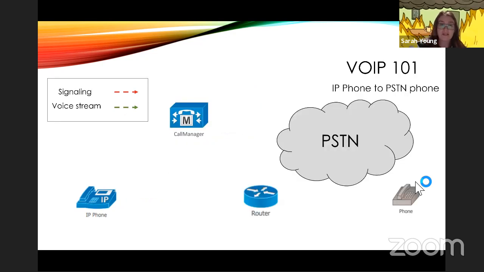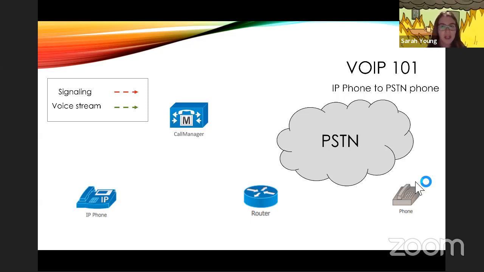It's slightly different when we're talking about VoIP phones dialing a phone external to the VoIP network. It could be any phone. That gray cloud there is the PSTN. If you're not familiar with that acronym, it stands for the Public Switched Telephone Network, and that's what we call the wider phone network. Whoever the big telco providers are in your country, they maintain the PSTN.